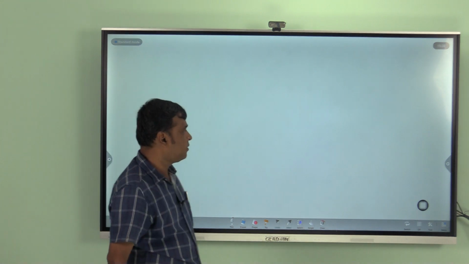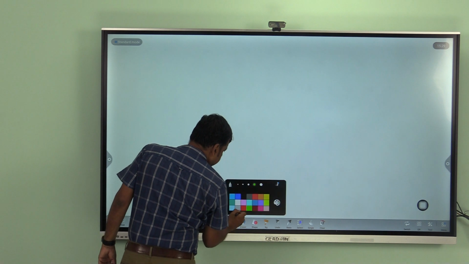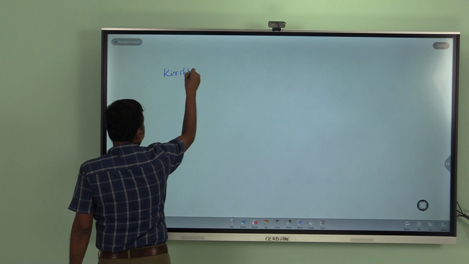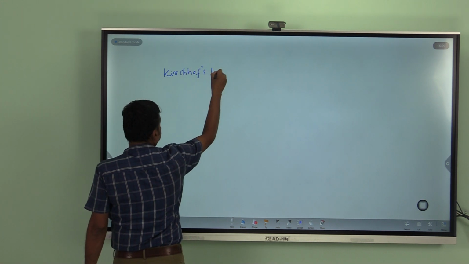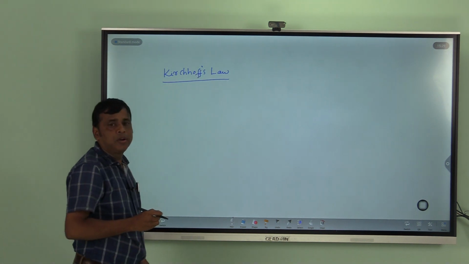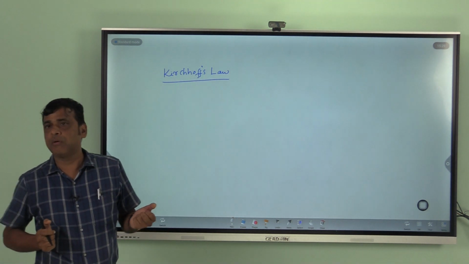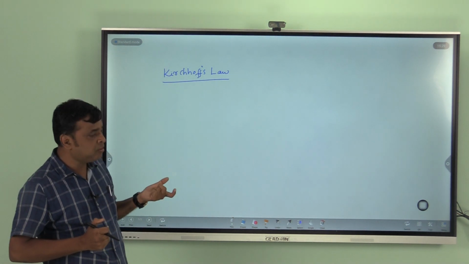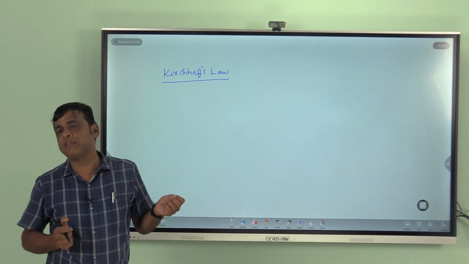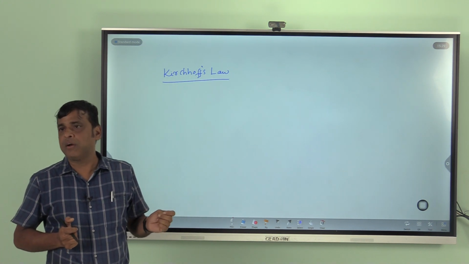Next is Kirchhoff's law. What do you mean by Kirchhoff's law? Already you have studied in 11th, 12th. The generalization of Ohm's law is Kirchhoff's law. Ohm's law means what? With Ohm's law, we can find out the voltage and current. If the current and resistance are given, you can find the voltage. If the voltage and resistance are given, you can find the current.